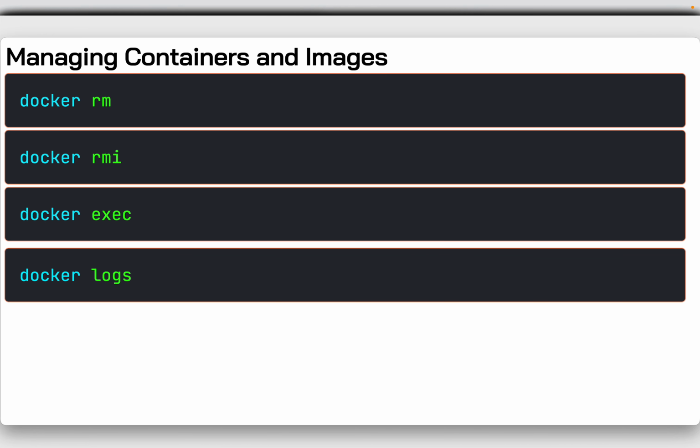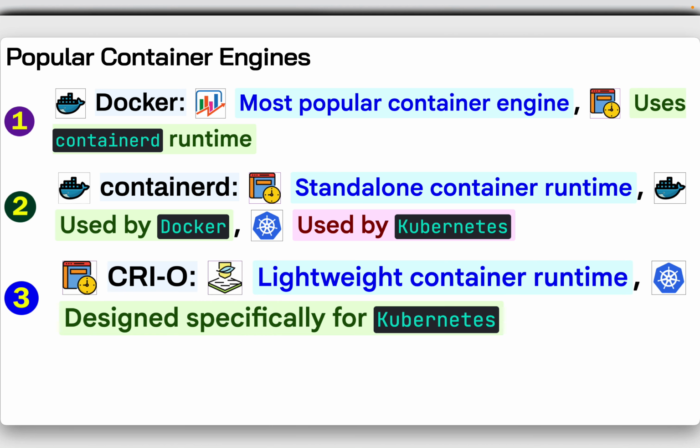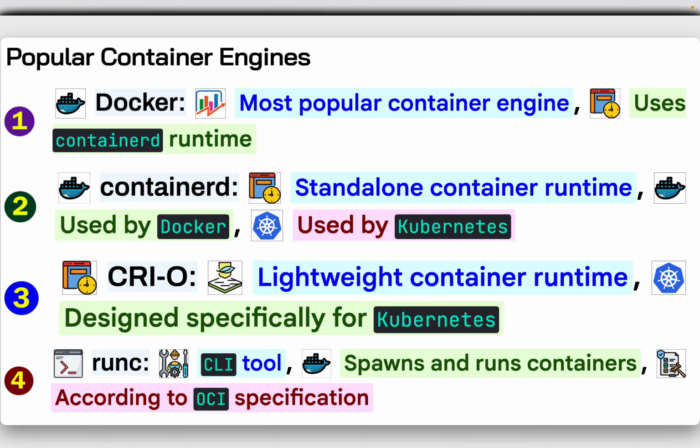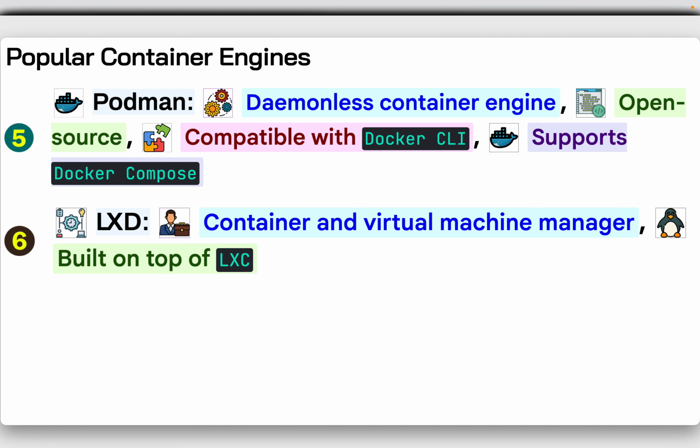So we have Docker, which is the most popular container engine and uses containerd as its runtime. containerd is a standalone container runtime used by Docker and can be used by Kubernetes also. CRI-O is a lightweight container runtime designed specifically for Kubernetes. runc is a CLI tool for spawning and running containers according to the OCI specification. Podman is a daemonless open source container engine compatible with the Docker CLI and Docker Compose. LXD is a container and virtual machine manager built on top of LXC Linux containers.